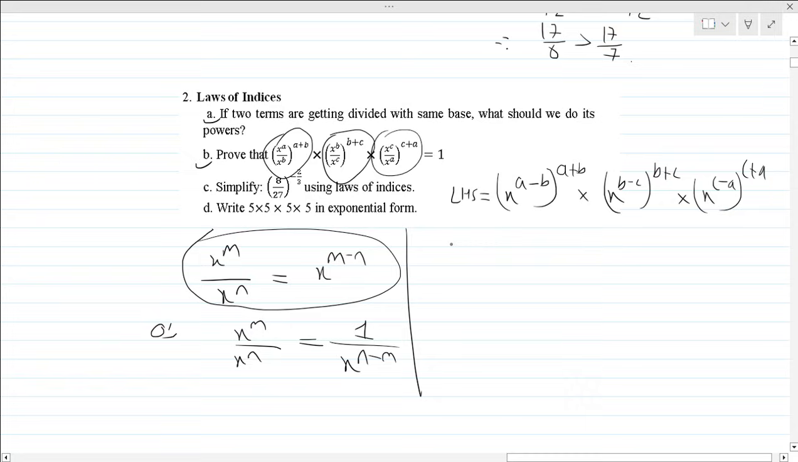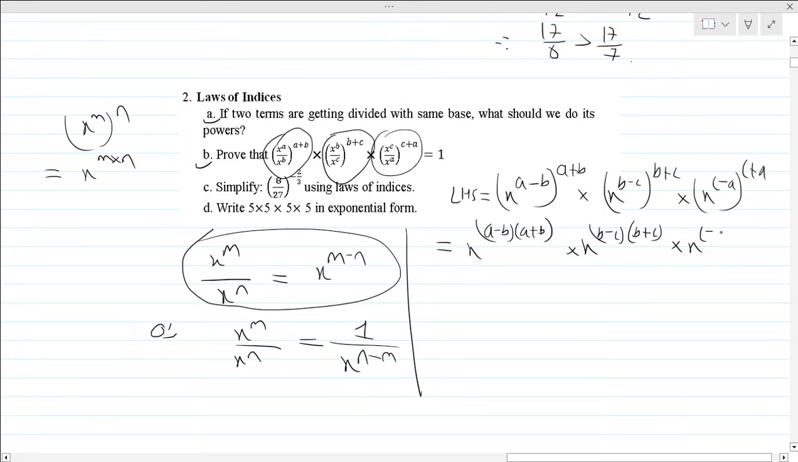And now here comes the rule for the power of a power. Suppose there is x power m and whole power n. These two powers will get multiplied. So we apply this rule here. a minus b into a plus b will take place, and likewise b minus c into b plus c, and for the last one, c minus a into c plus a.